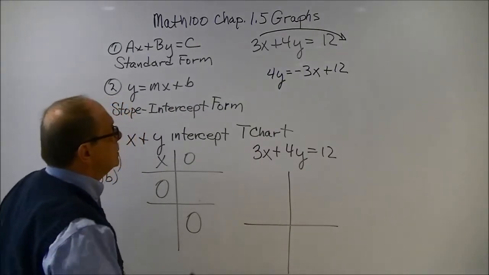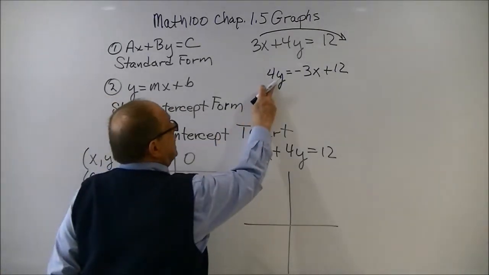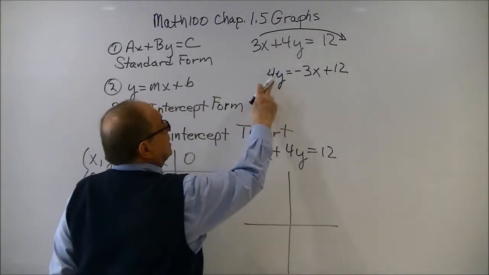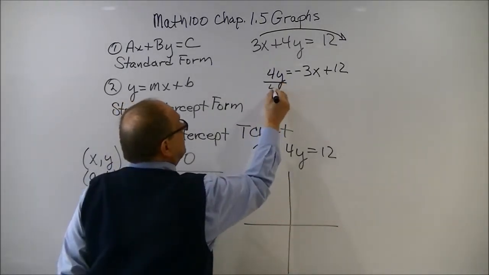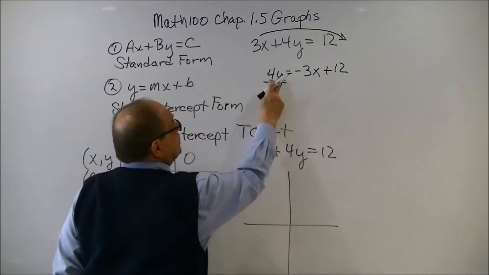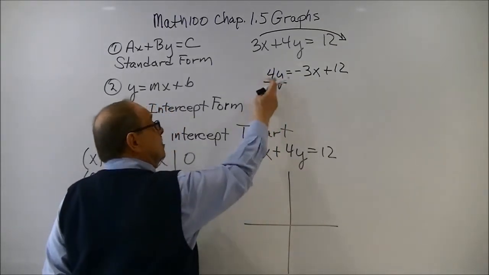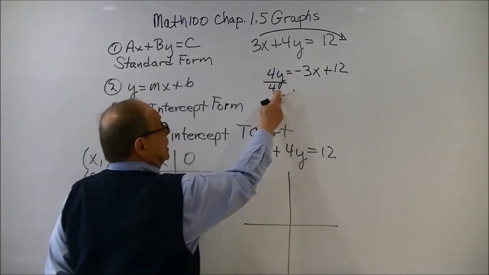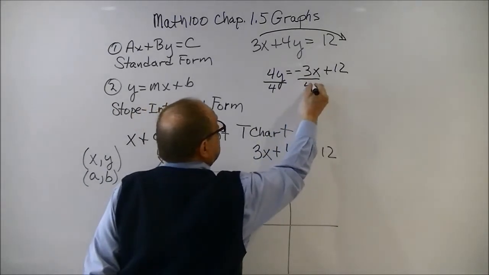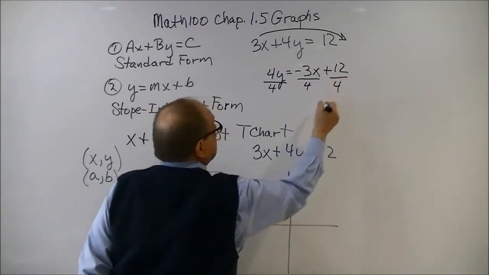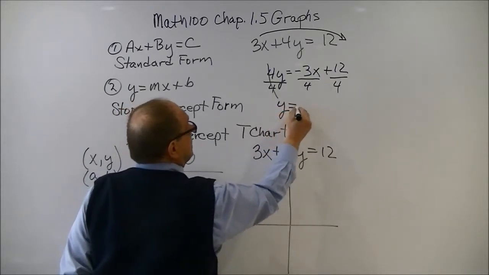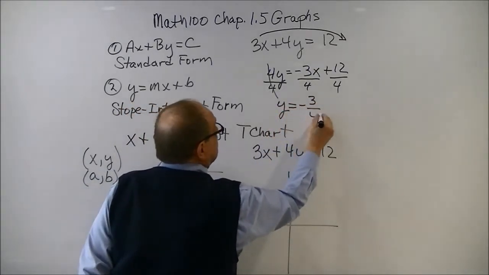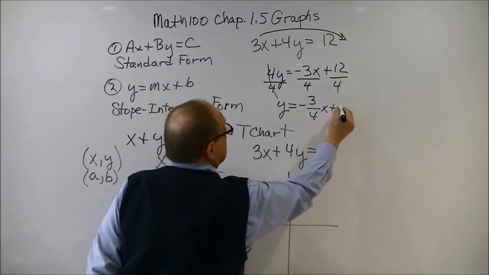And the 12 is still over there. And then if we want to get the y by itself, one of the techniques we're going to study shortly is we're going to divide everything by the numerical coefficient of the number that's with the letter we're looking for. So we divide everything by 4. And here the 4's cancel out and we get y equals a negative 3/4 x plus 3.